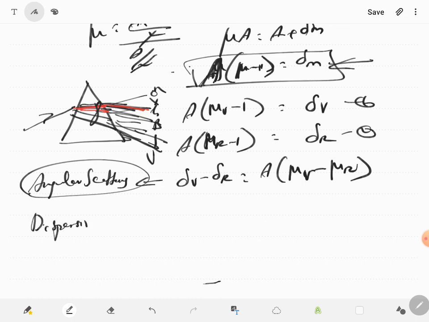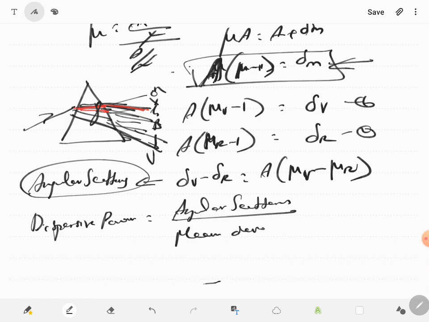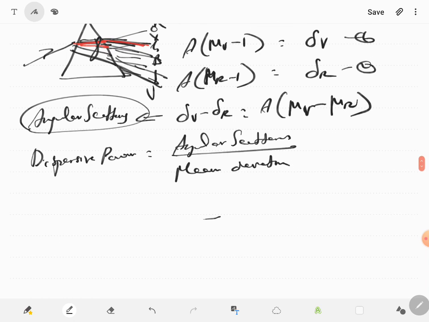Supposing they ask you dispersive power, the definition is angular scattering by mean deviation. Mean deviation, we can take as the deviation for yellow. From this formula, A into (mu yellow minus 1) is the deviation for yellow color. Or we can ignore the yellow and say it's the mean average. So we can generally say A into (mu average minus 1) is equal to delta average.